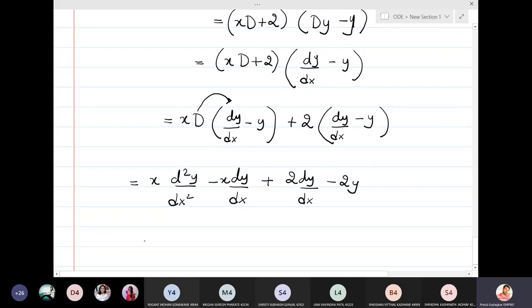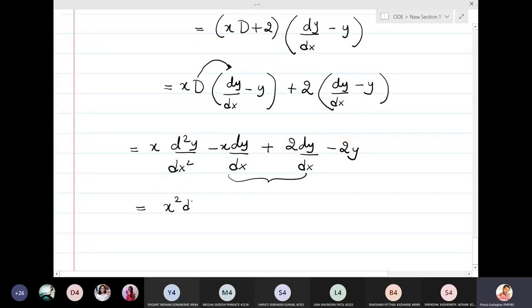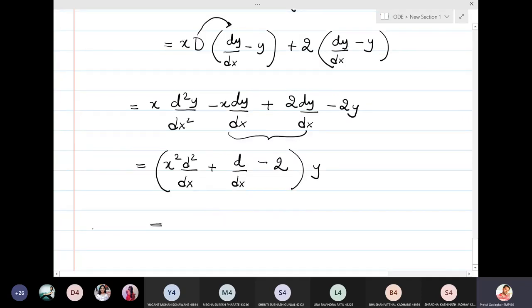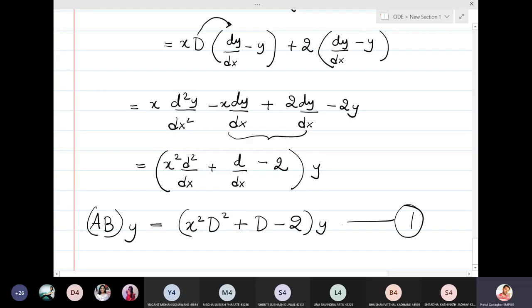Okay, which is the same thing as saying that it is x square. This will give me just 1 dy by dx. So this is d2y by dx square plus dy by dx minus 2, and I'm going to put a y outside. So this is looking like, who was this? This was AB y. So it is x square d square plus d minus 2 y. So this is the answer of AB.